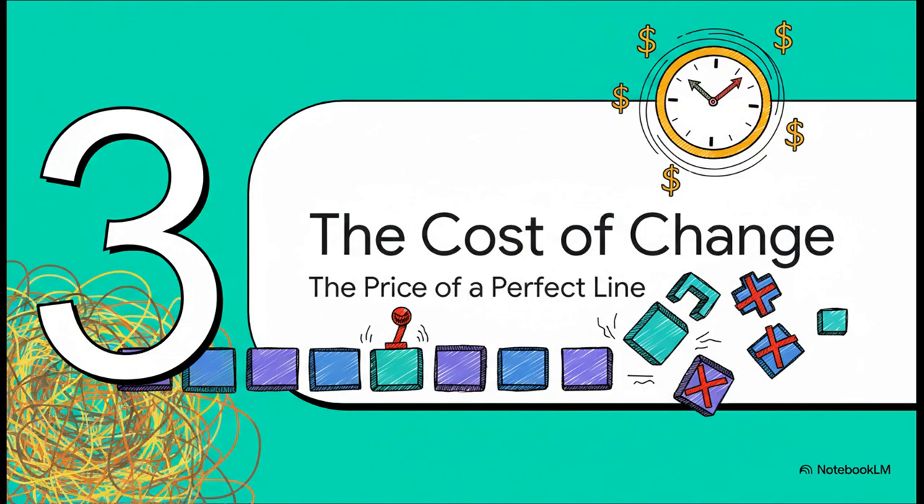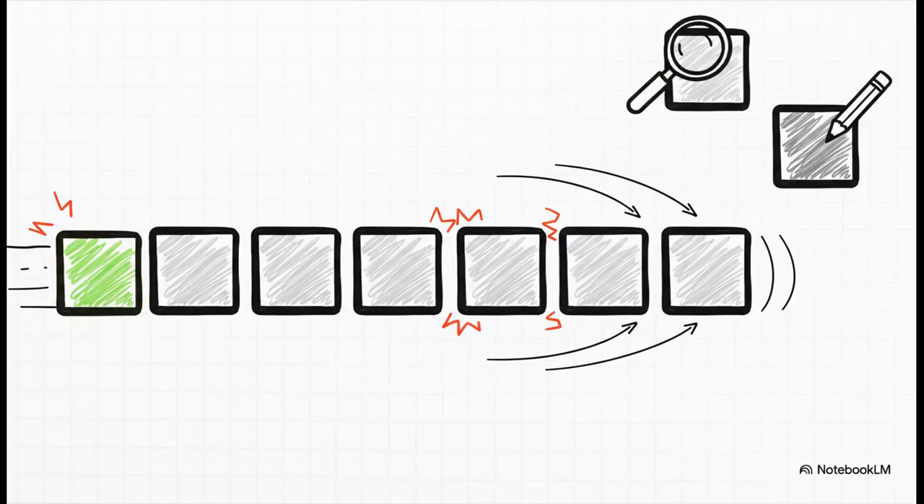And that moving house cost is just one piece of a bigger puzzle. You see, arrays are fantastic for reading data. But what happens when you want to change something right in the middle of that perfect continuous line? Well, this is where the array's biggest weakness, its Achilles heel, really shows up. At the end of the day, it all boils down to one simple, unavoidable fact.